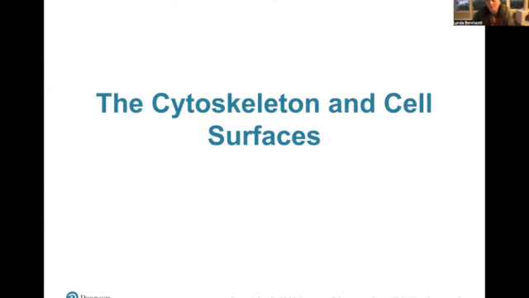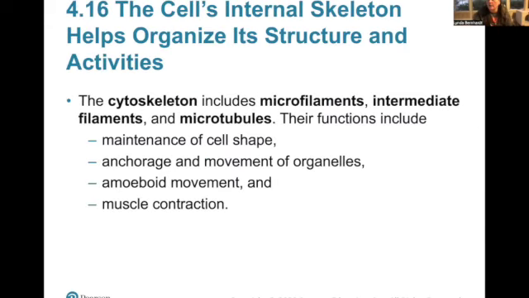I don't worry too much about this one. Knowing there's a cytoskeleton, yeah. This is all for structure and holding things in place, that kind of stuff. On the cell quiz, you will be pointing to the microfilaments and the microtubules. And knowing that those are part of the cytoskeleton, that's cool.